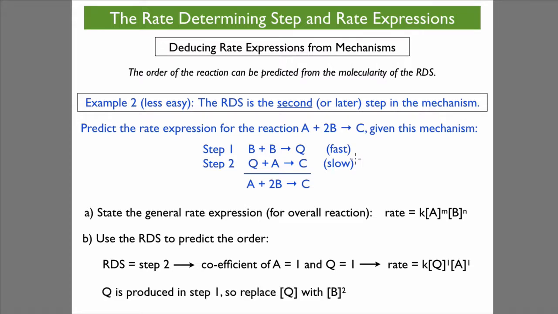Well, Q is produced in step 1, and so step 1 has to occur for Q to form. In this case, we'd have to replace Q with the reactants that formed it, which is B. And there's 2 of them, isn't there? 1, 2. There'll be a 1 here and a 1 there. So when we're doing N here, we'd have to include both. So it's going to be second order with respect to B. So the rate expression would be K, B to the power of 2, A to the power of 1.